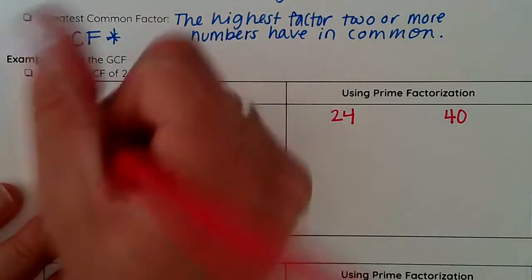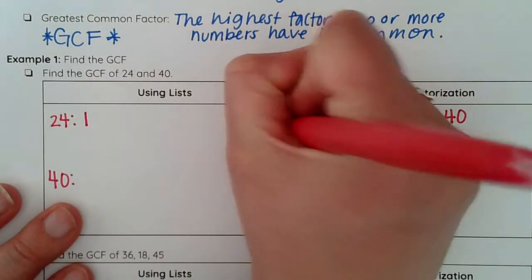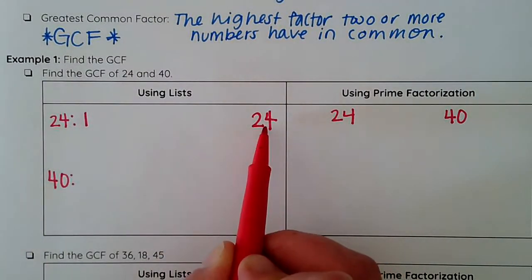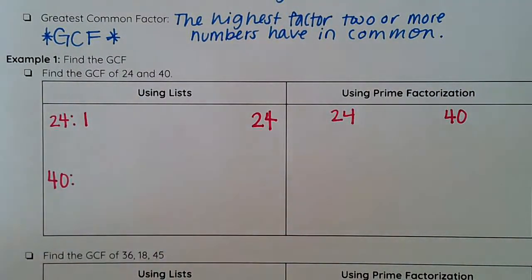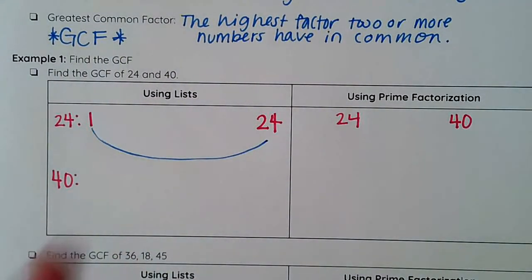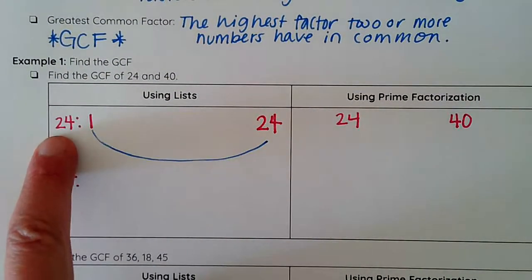So I always start with 1 and 24. Now there's a couple of different ways to make these lists. This is how I do it, but you can do it in several different ways, and I can show you some options. So 1 and 24. Then you can connect those if you want. Those multiplied together will get us our number.